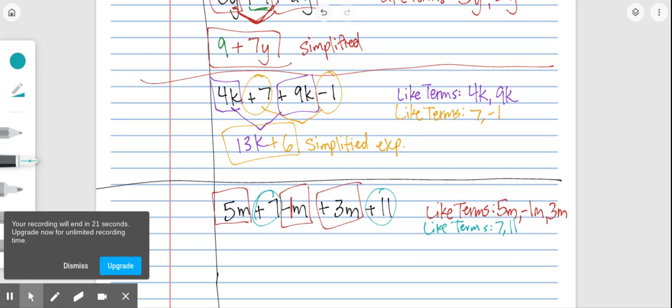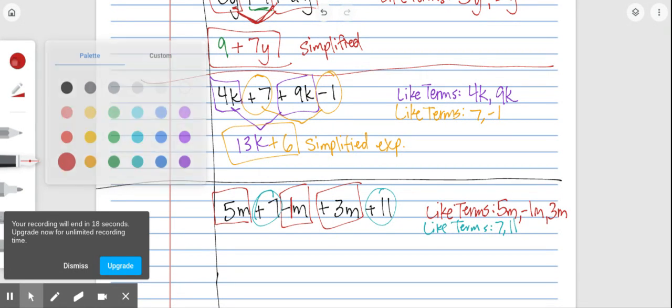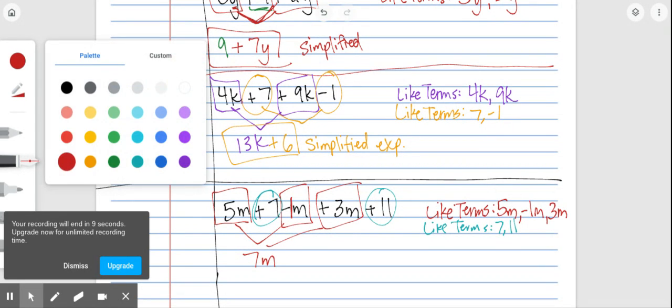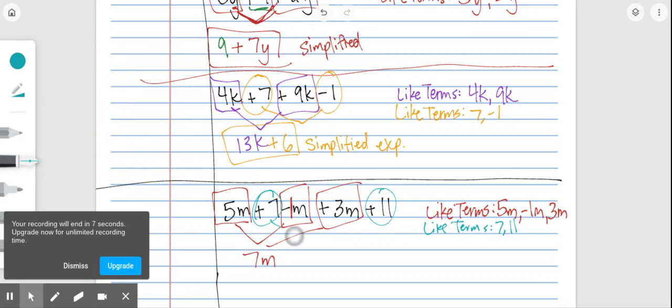Then I'm going to combine them one step at a time. I'm going to start with 5 minus 1 plus 3. So 5 minus 1 is 4, plus 3 is 7. So I have 7 m's. Then I'm going to go on to the next one, and I have 7 plus 11, which is 18. And this is my simplified expression. That's it.